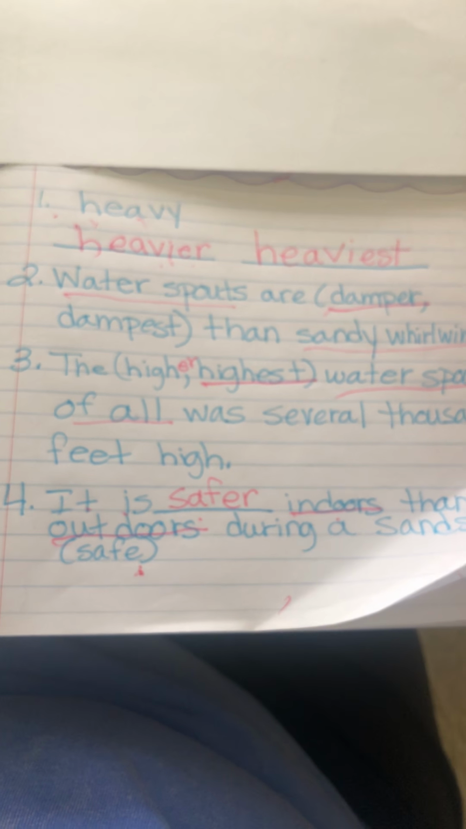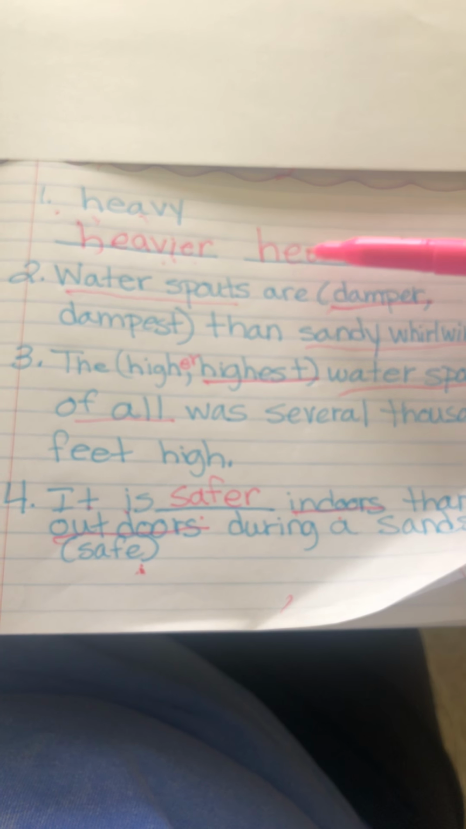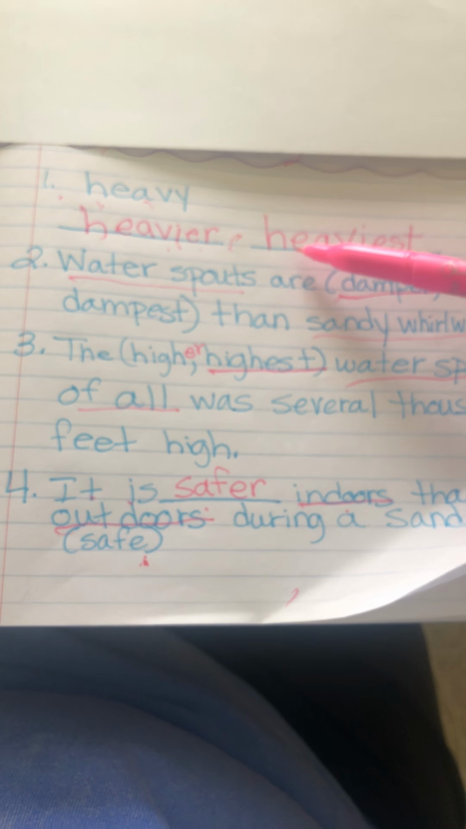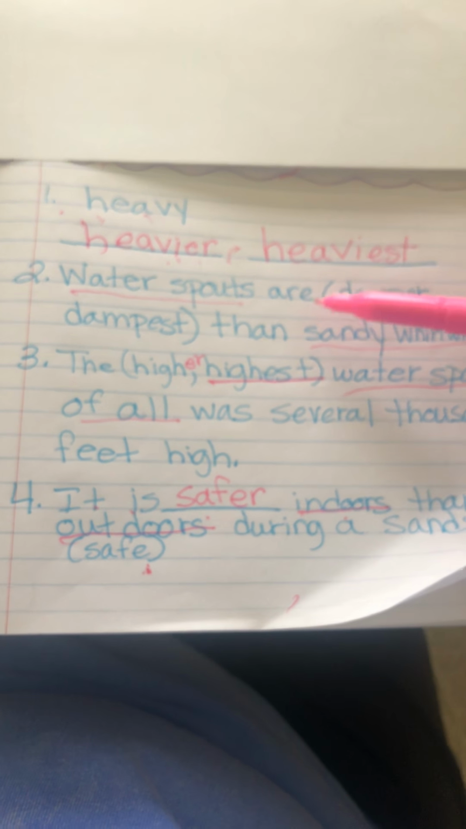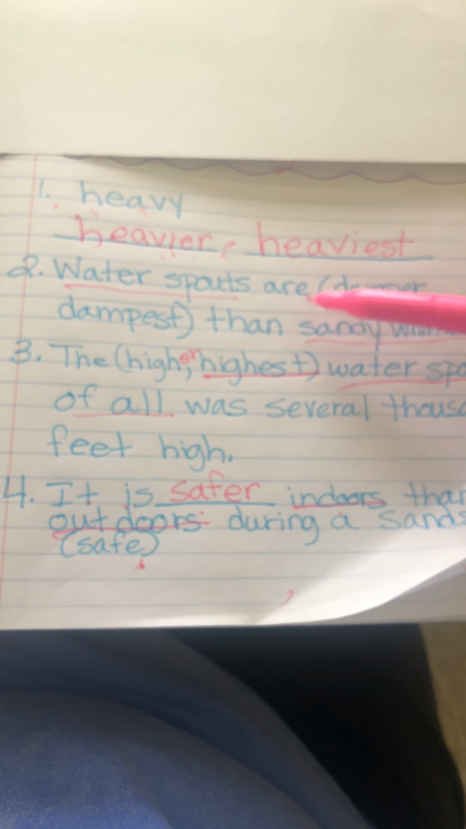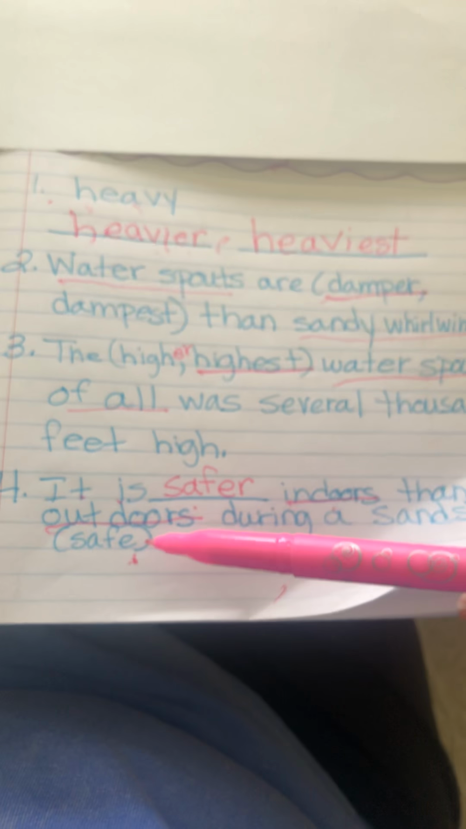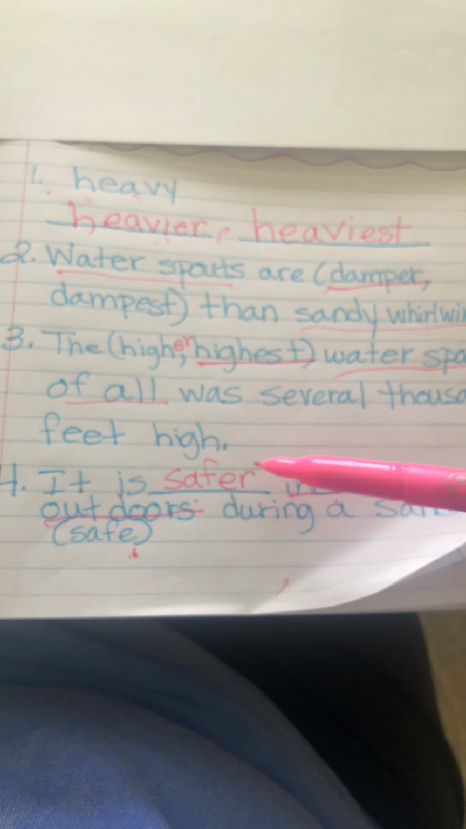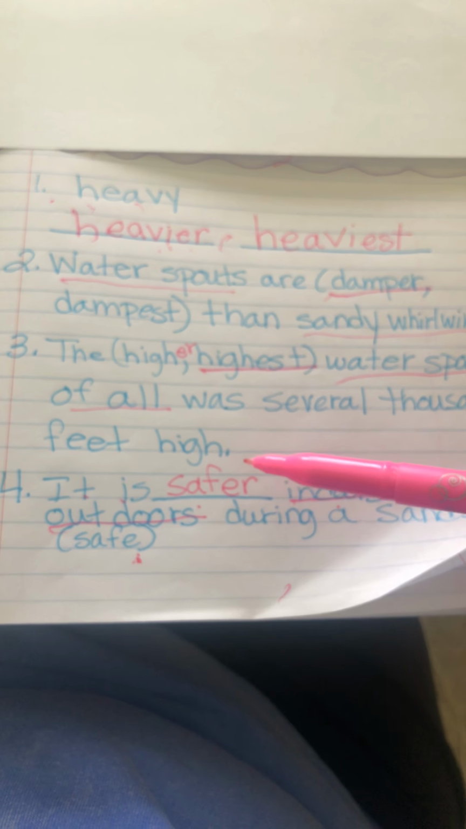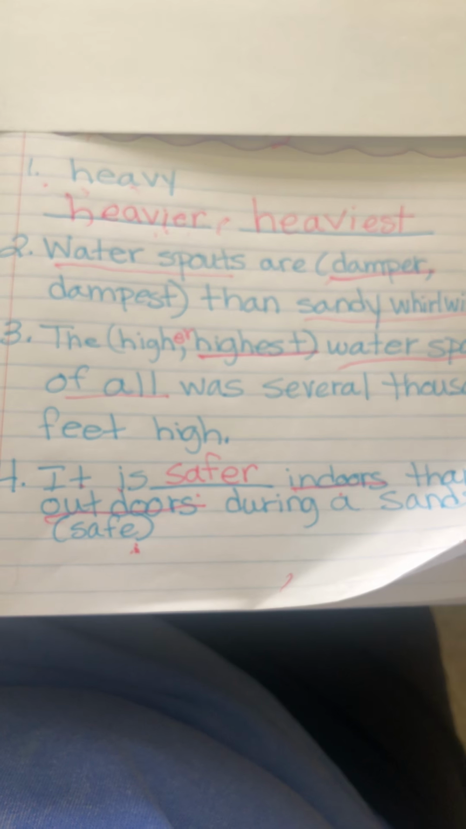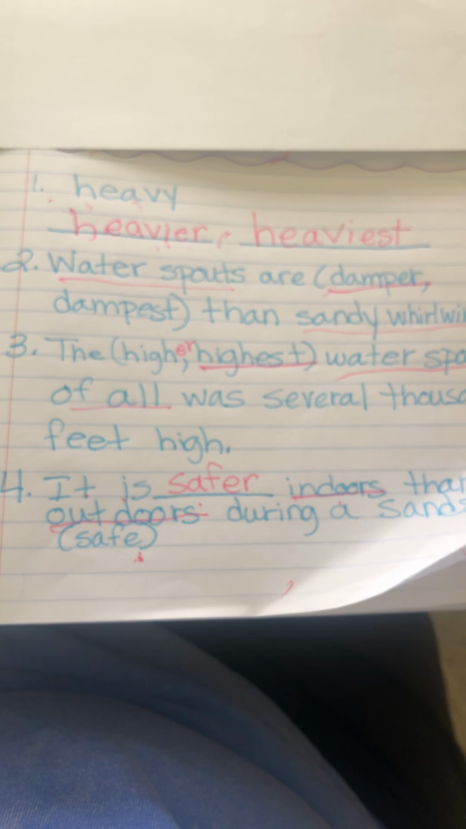Today on your assignment, you have exercises like this one where you're asked to add ER, EST. You have some exercises like this where you're asked to choose the correct word. And you also have some where you're given a word in parentheses and you have to decide to use either ER or EST and add it to the end of your word so that your sentence is complete.